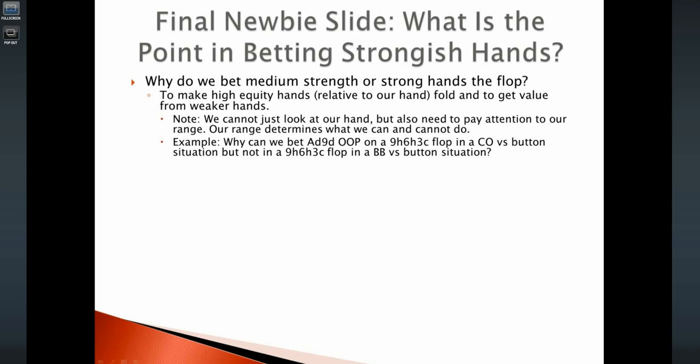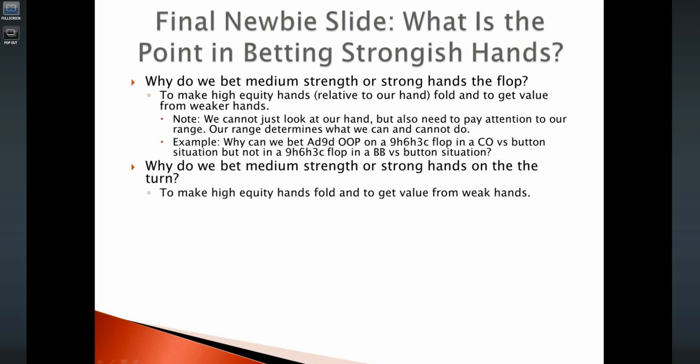So once again, a little bit of a trickier example than I'd like to use right now, but hopefully you can see here how this is meant to showcase why you have to not only pay attention to what your overall range looks like to determine what you can and cannot do, but overall with your specific hand, you should make sure that it's accomplishing either making high equity hands fold relative to your hand or getting value from weaker hands. Why do we bet medium strength or strong hands on the turn?